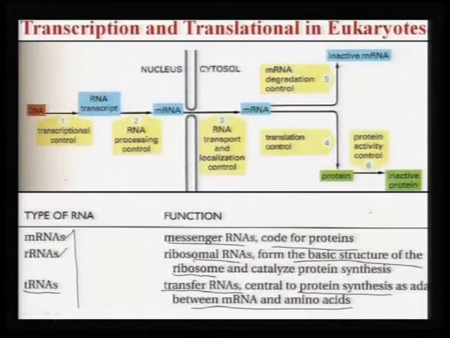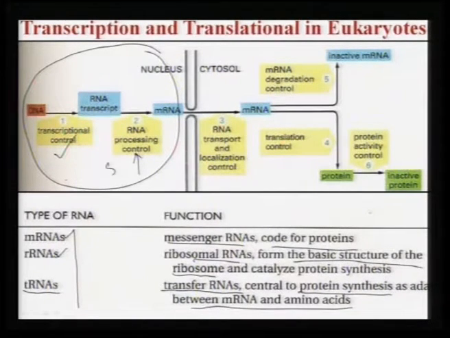Yeah, this is what I have already mentioned to you, that from the DNA to the mRNA, there is transcriptional control and RNA processing control. RNA processing control is known as splicing. Okay.